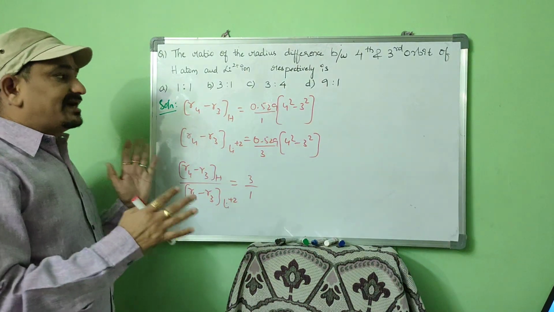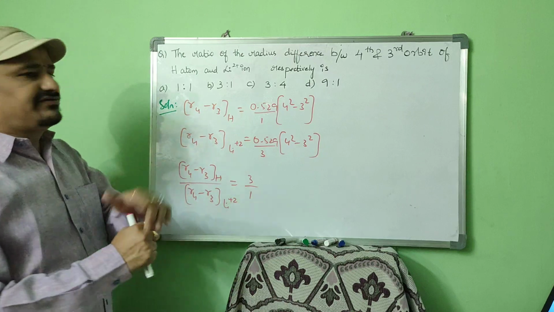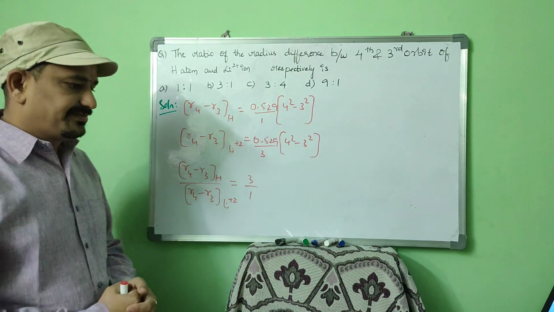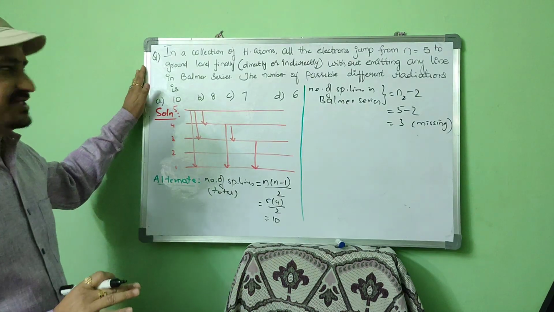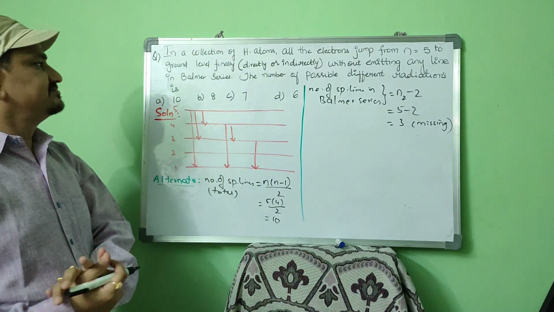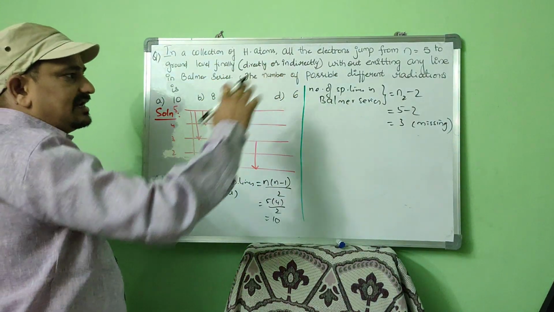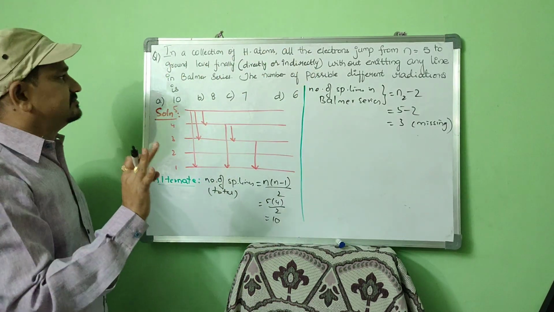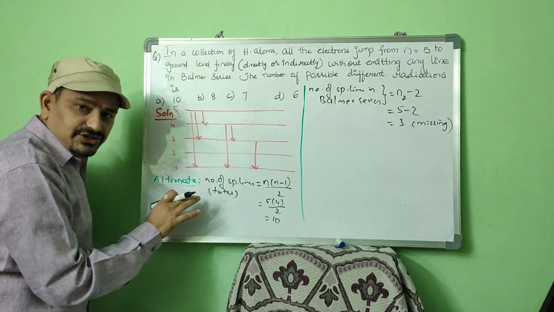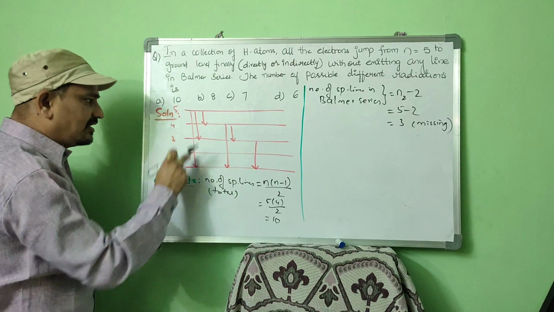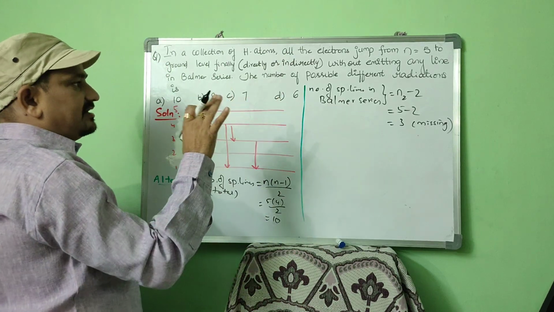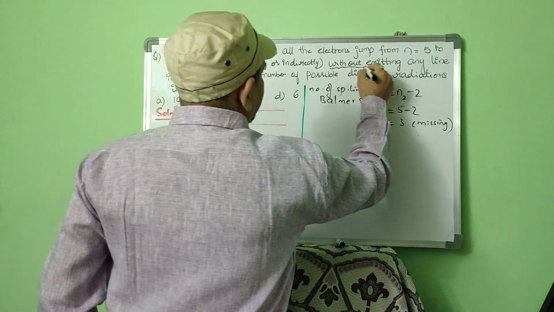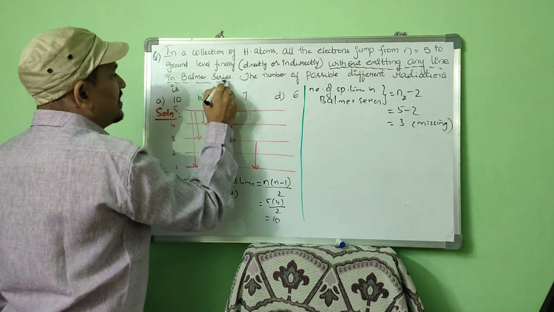See, by practicing several models like this on each and every relation, we can get a good hold, right? This is our question. This is the current question. In a collection of hydrogen atoms, all electrons are jumping from the fifth orbit to the ground level, finally coming to the ground level, directly or in an indirect manner, without emitting any line in the Balmer series. That's the condition given.